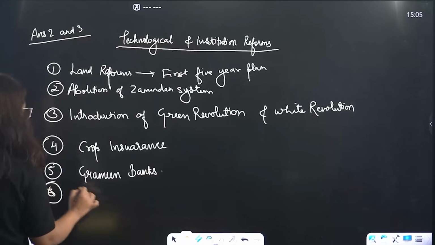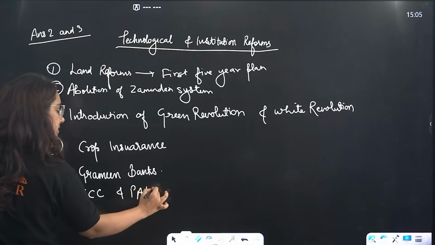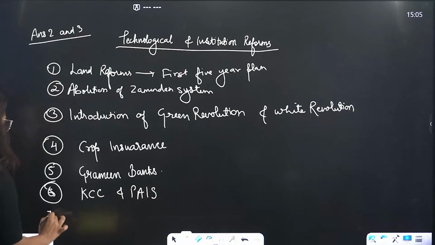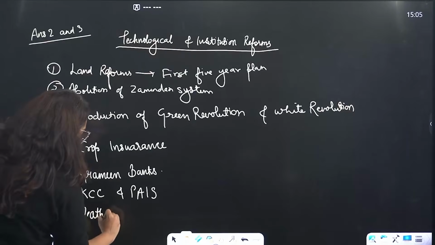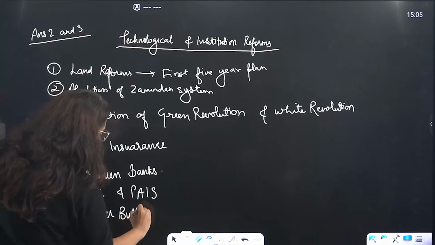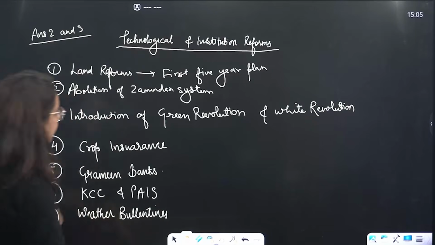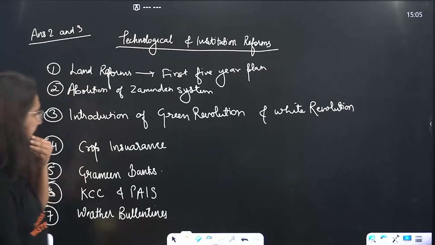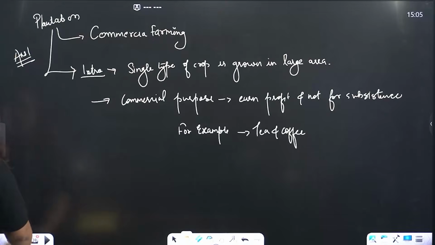Then there are certain features like KCC, Kisan Credit Card, and schemes like PAIS, Personal Accident Insurance Scheme. We have more, like weather bulletins, which keep farmers informed about the weather and climatic conditions, and that's it. Like that, this will be more than enough. So done with question number 2 and question number 3 also.